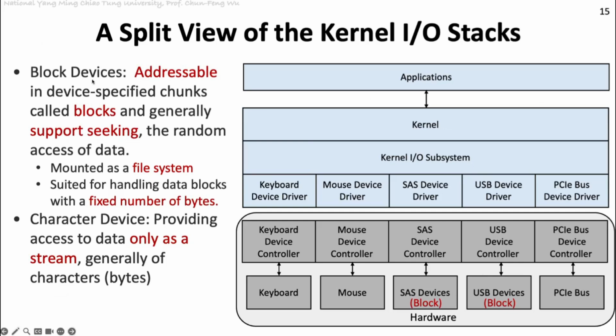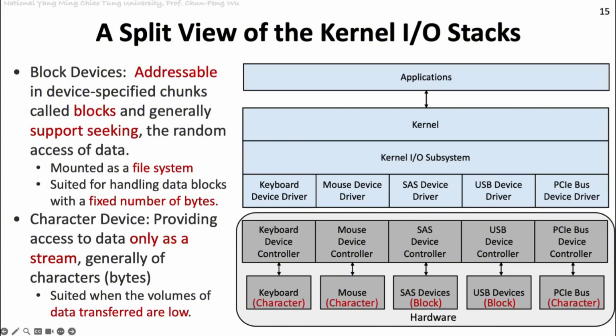If the data you are going to access is in a block, continuous, like 512 bytes, this kind of size, then it is a block device. But if not, if you usually access them byte by byte, then it is called a character device. Character devices include the keyboard, the mouse, those kinds of things.